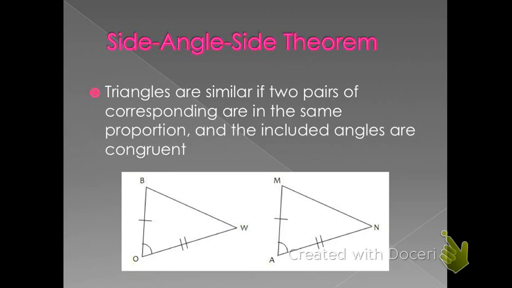All right, so this is the key definition here. The triangles are similar if two pairs of corresponding, and there's a typo in here, we're missing the word sides. If two pairs of corresponding sides are in the same proportion and the included angles are congruent. So that means we need to talk about what an included angle is.